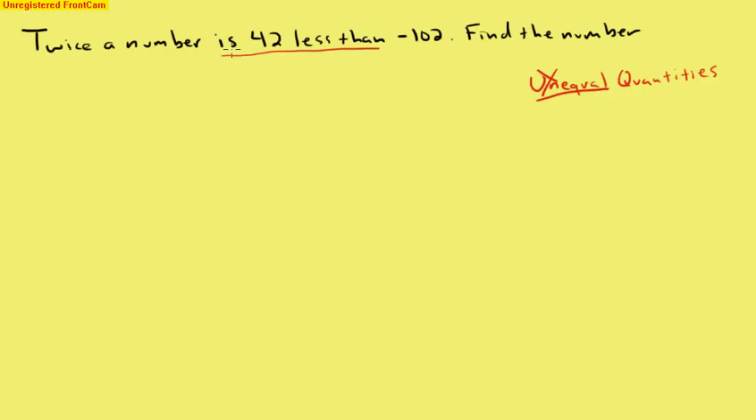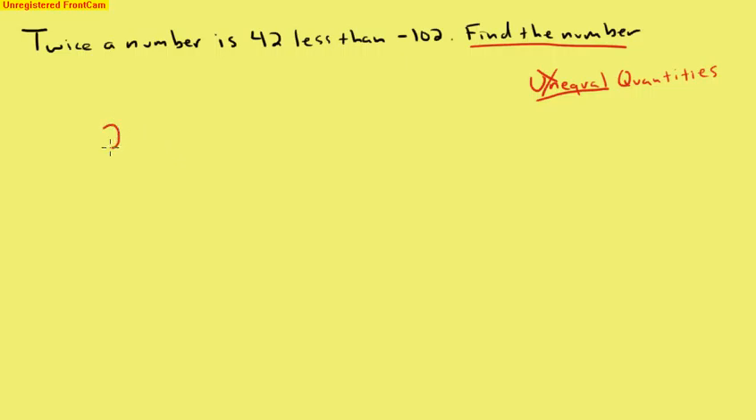It's not "is." Before, it always just said "is," something is something else. But now it's not saying it is this, but "42 less than." So here's the way we're going to do this. I like to read through these. Twice a number is 42 less than negative 102, and then we're going to have to solve and find the number. In setting up the initial equation, it doesn't say twice a number is negative 102, but it's 42 less than.